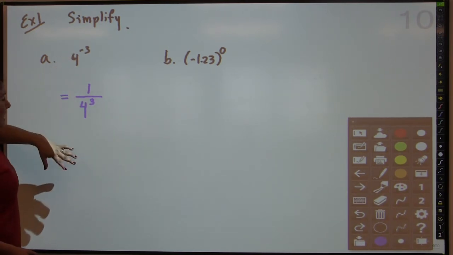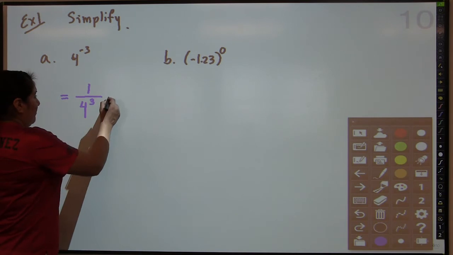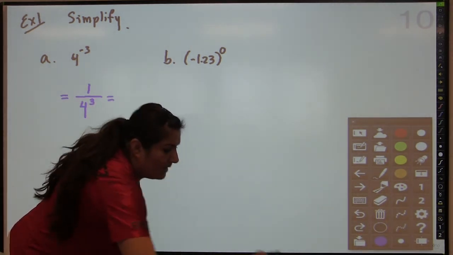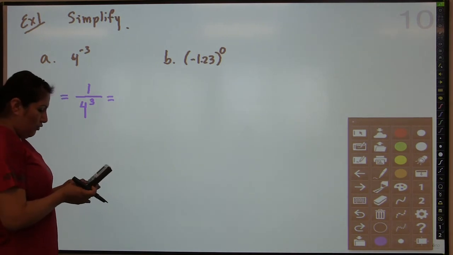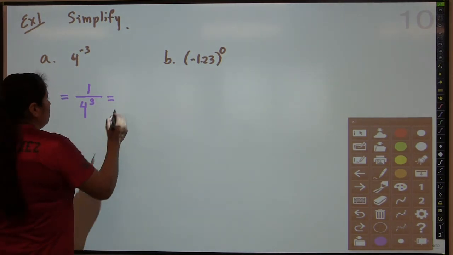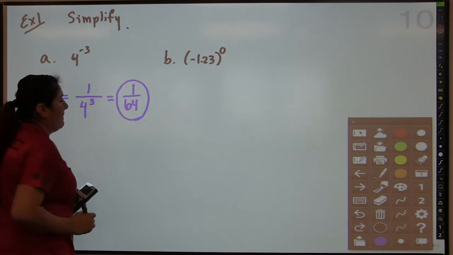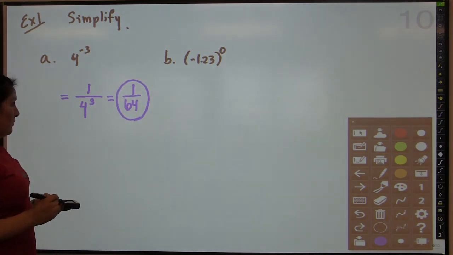So that's literally most of what I have to do, but now it's important for me to know what is 4 to the 3rd power. So I will take my calculator and do 4 to the 3rd power, which is 64. So my final answer is 1 over 64. Okay, that's how I apply the negative exponent property.